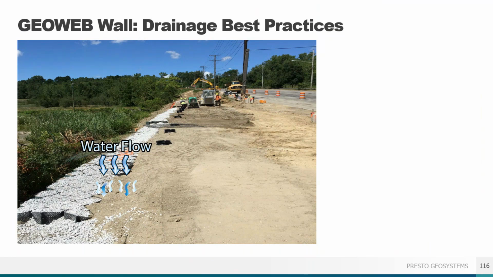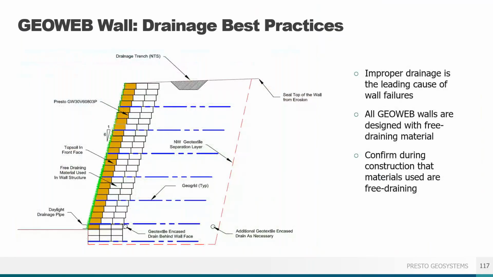Sandy soil mixes are also good for drainage. Avoid using clay or silty soils, which will impede drainage and cause pressure buildup behind your GEOWEB walls. A drainage trench above the wall can help route surface water away from your walls so the structure does not become oversaturated.